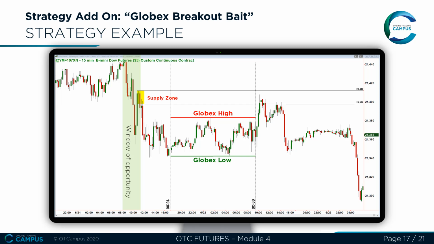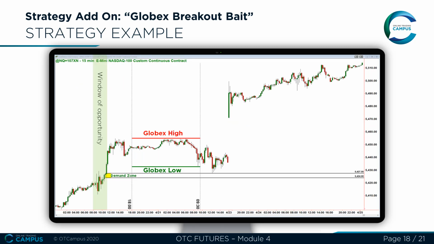Well, when price breaks above the GLOBEX high, novice traders become bullish, they start to buy above that. That's the breakout trade. But look to the left and you can see highlighted over there we have a supply zone that was created in our window of opportunity from 8 a.m. to 11 a.m. and that is where we want to sell short. And you can see this one worked out quite well. We have a very strong move to the downside there.